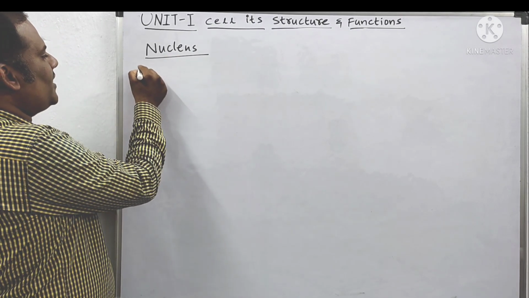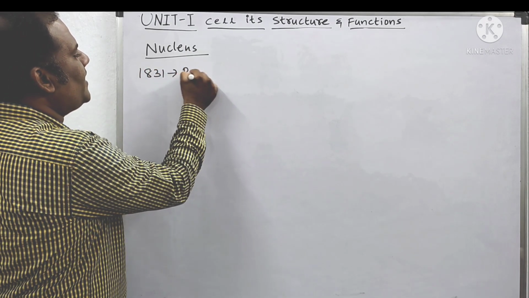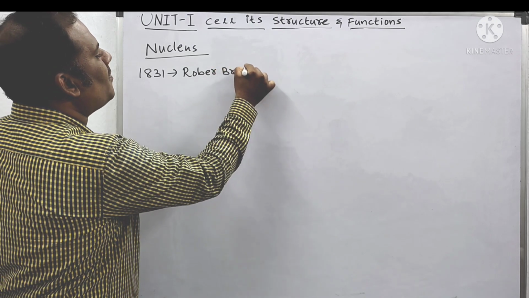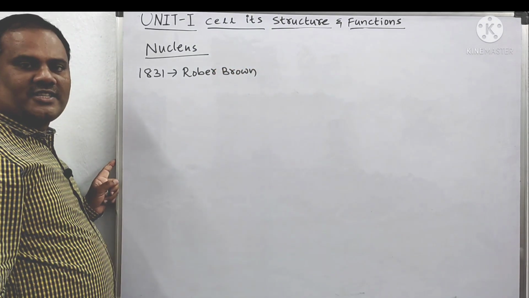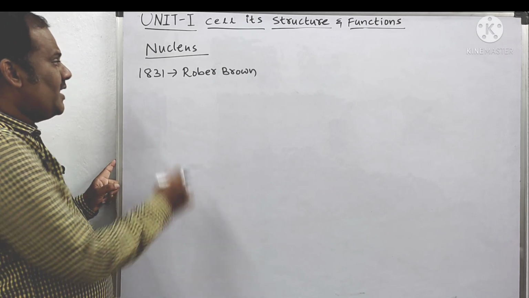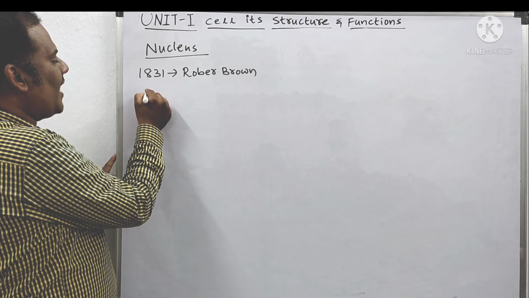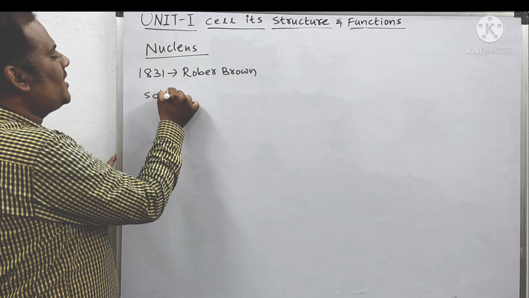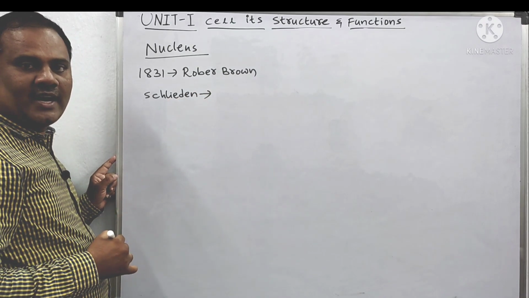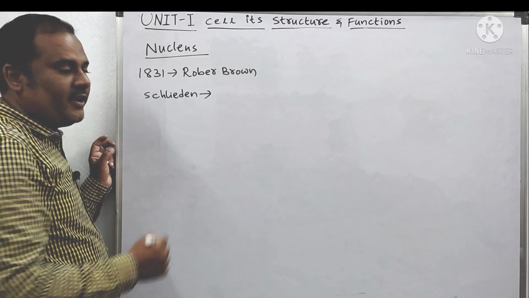In 1831, the scientist Robert Brown discovered the nucleus for the first time in orchid leaves. Another scientist, Schleiden, was one of the proponents of the cell theory. What is the cell theory? We will know in the upcoming video.